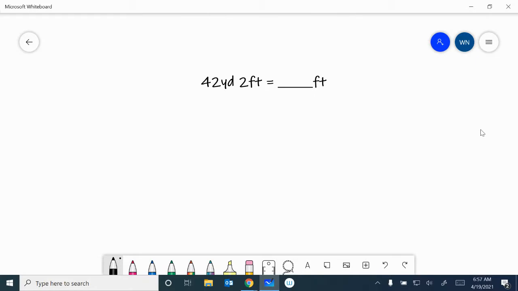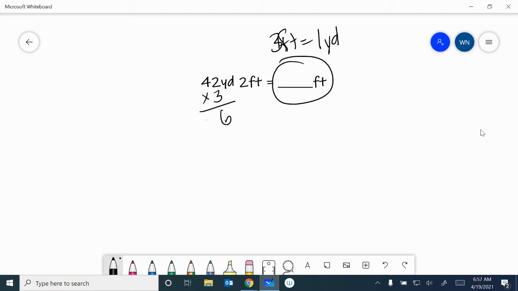Go ahead and try this one. 42 yards, 2 feet equals how many feet? So for this one, it's going to be a little bit backwards. Because there are 3 feet to each yard, I need to multiply the 42 times 3 to figure out how many feet there are going to be. Because 3 feet equals 1 yard, this number is going to be much bigger than our number 42.